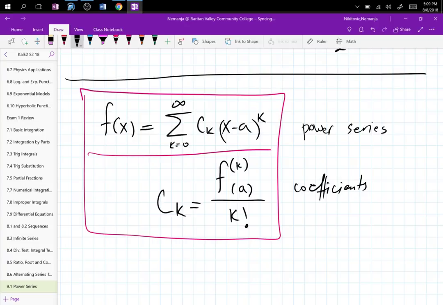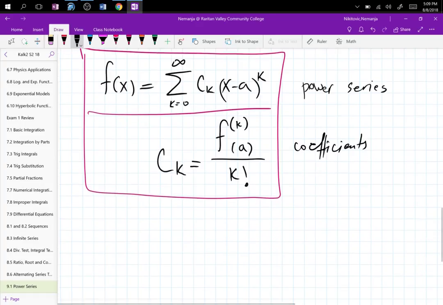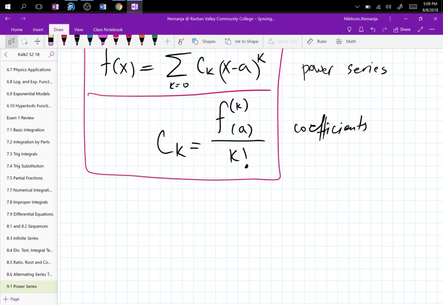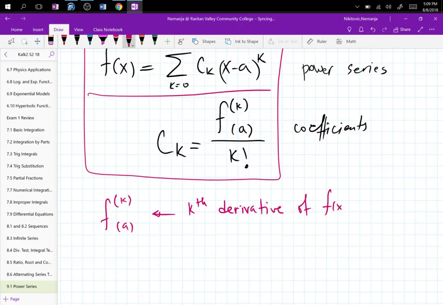So we have coefficients, c_k, and the notation on top means this. Let me clarify that over here on the bottom. This means the kth derivative of f of x computed at x equals a. Now a is also the place at which you center your power series, so you have two things going for this one.